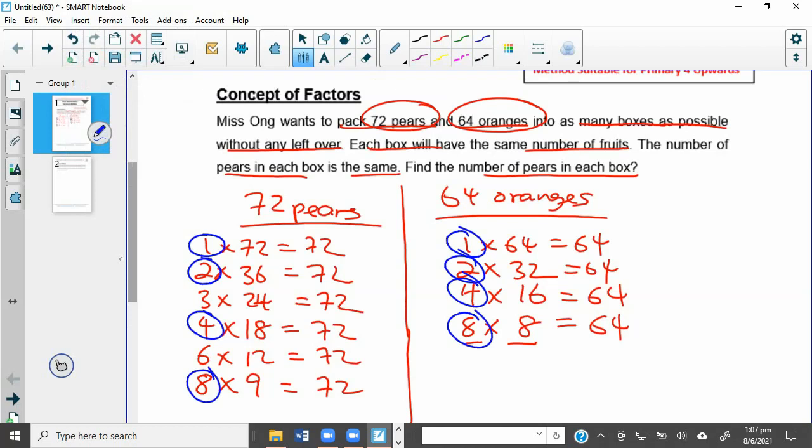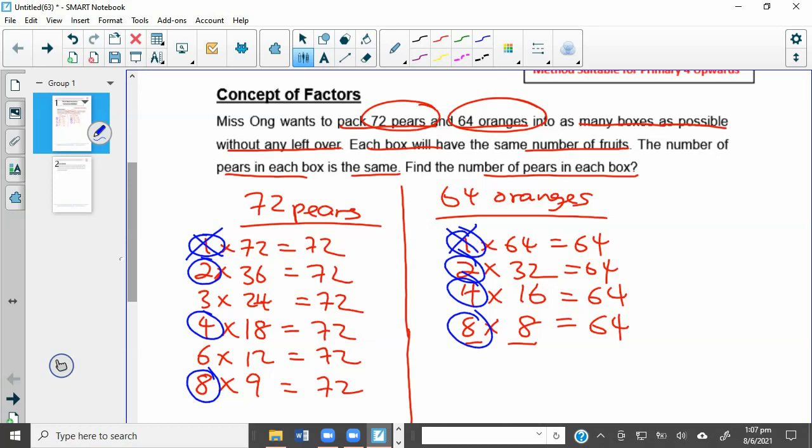So I don't think there are any more common factors already. If you look carefully, what are these common factors? They are the boxes that Miss Ong has. For example, Miss Ong cannot have one box because she wants to pack into as many boxes as possible, so it cannot be one box. So maybe she has 2 boxes.